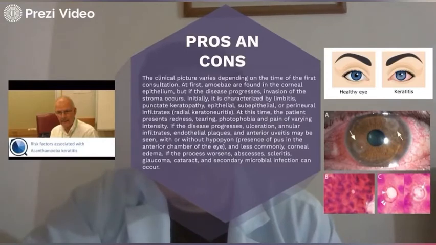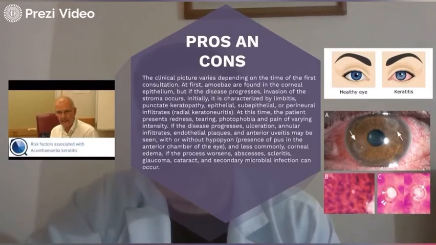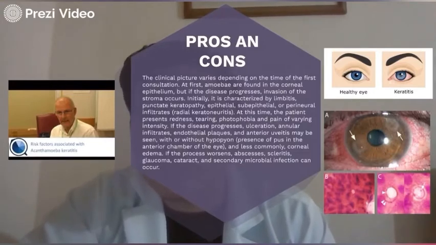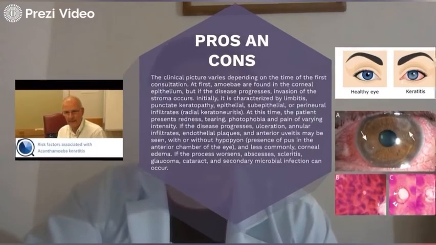If this disease progresses, ulceration, annular infiltrates, endothelial plaques, and anterior uveitis may be seen, with or without a hypopyon. Presence of pus in the anterior chamber of the eye, and less commonly corneal edema. If the process worsens, abscess, scleritis, glaucoma, cataract, and secondary microbial infection can occur.